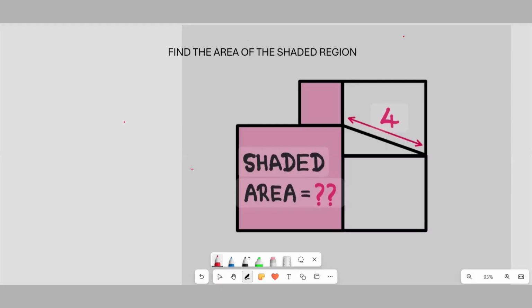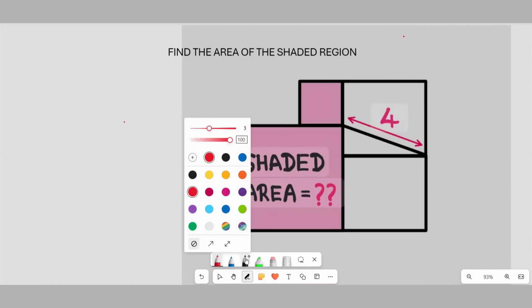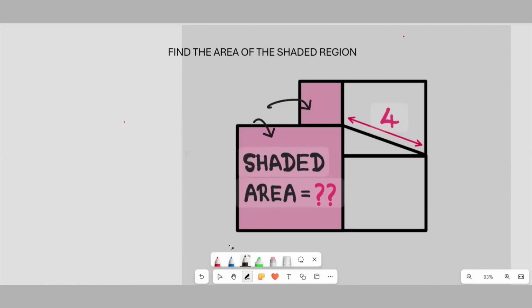Welcome back to the DellyMaths concept. What we're looking at today is a geometry fun question, one in which we're required to find the area of this shaded region. So we want to find the area of this and this combined.